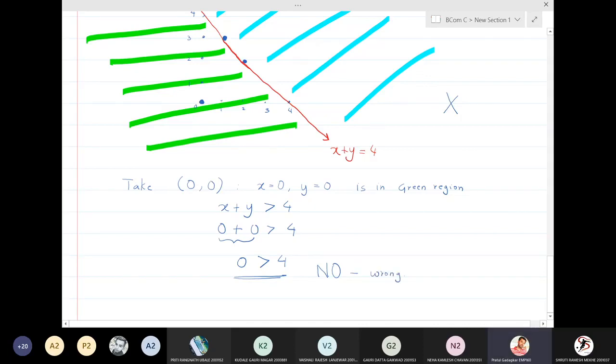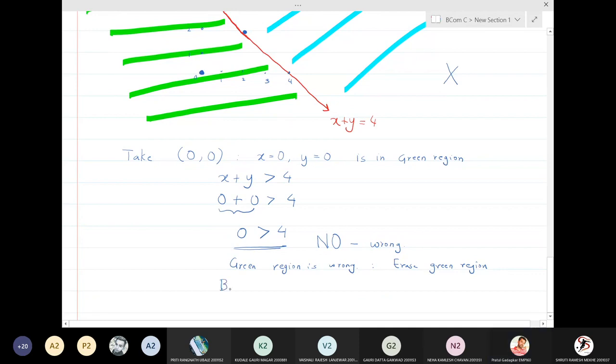Means it is wrong means what? Means the green region is wrong. Green region is wrong. So whatever is wrong, erase it. So erase the green region. So the blue region is correct. This means that the blue region is the correct answer. See, this is all rough work.